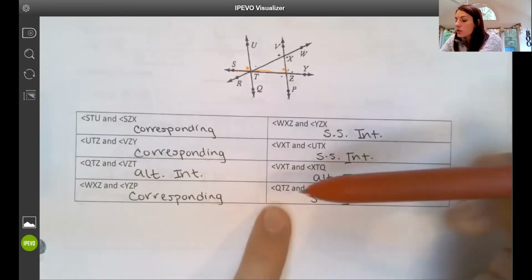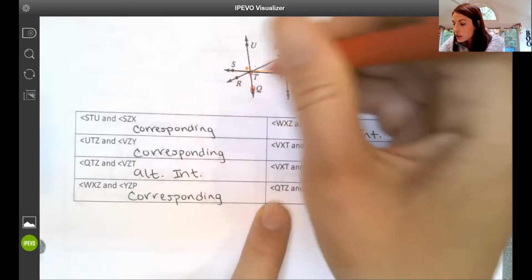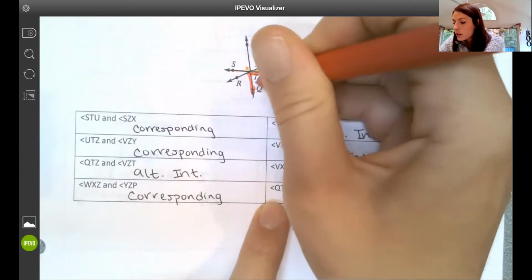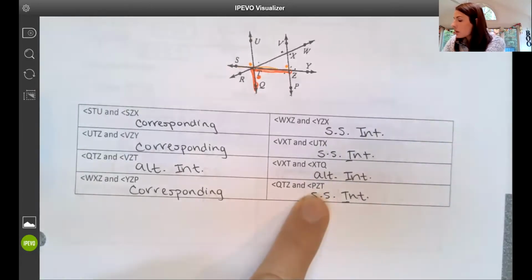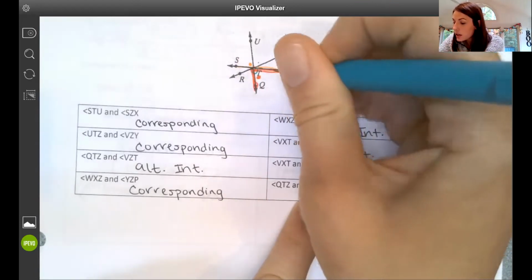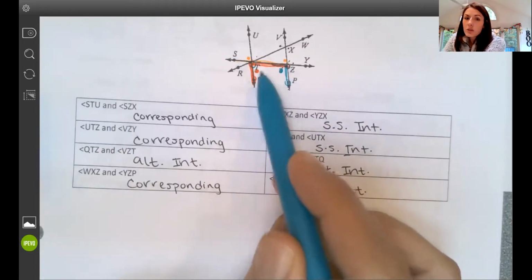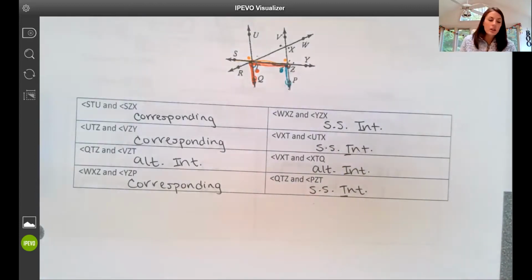So, for example, I'll just do the last one, QTZ. QTZ would be right here, this angle right here. And PZT, different color, going from P to Z to T, would be this angle here. And then I see that those are on the same side interior of these two lines. So a little bit more challenging diagram to look at.